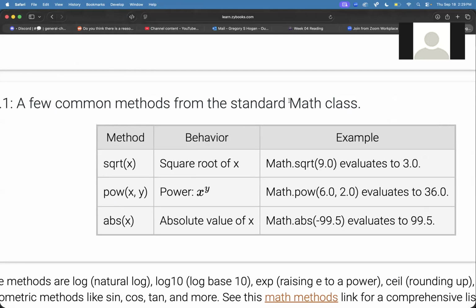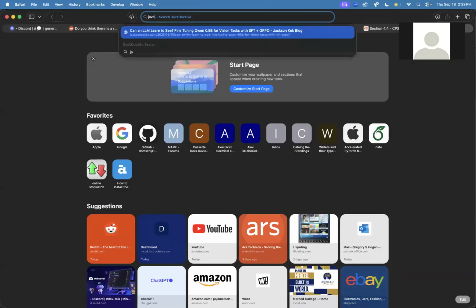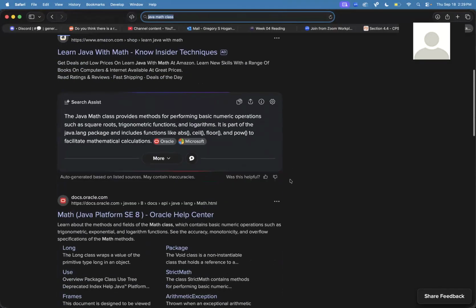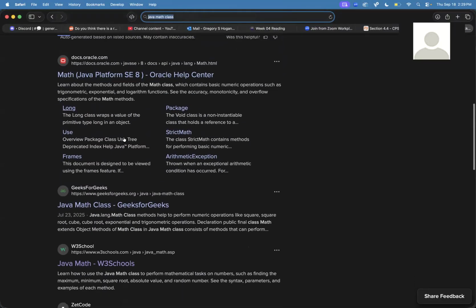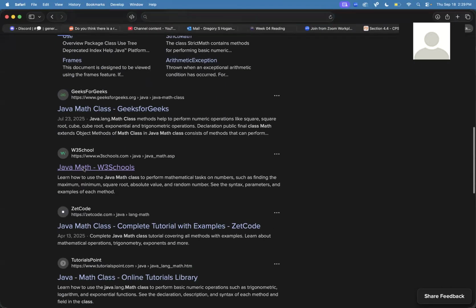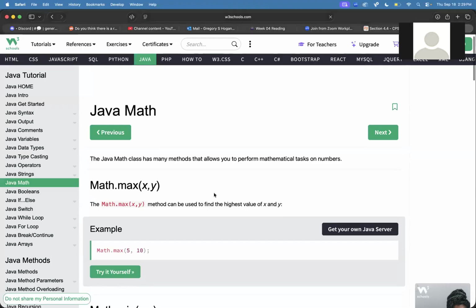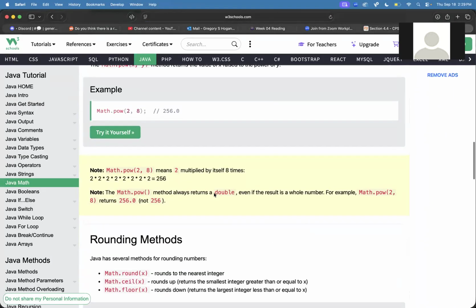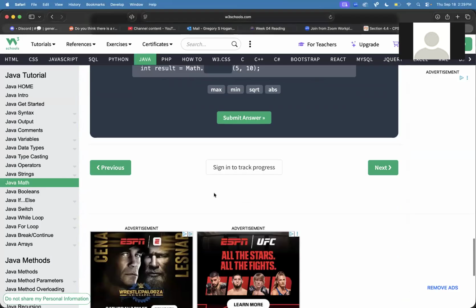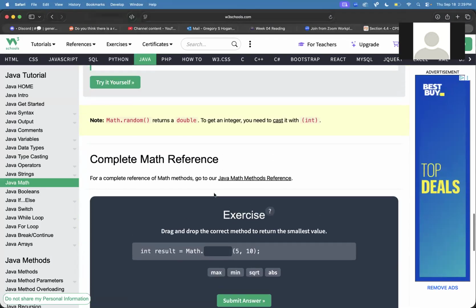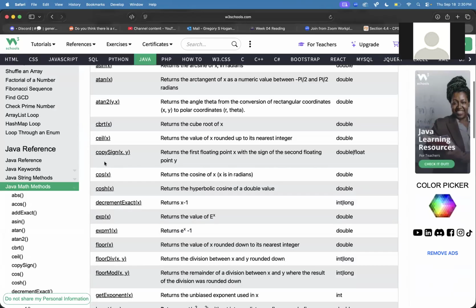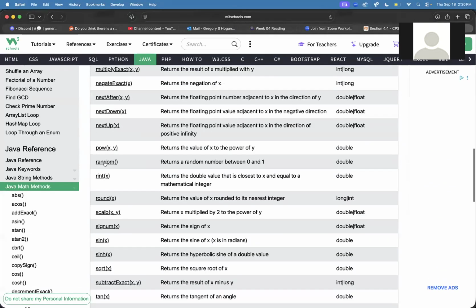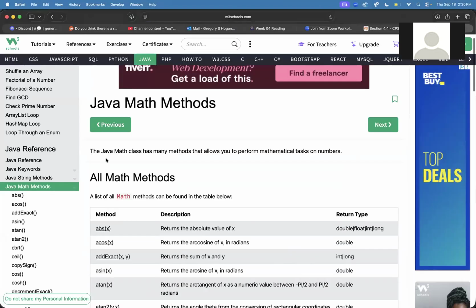If you care, you can just Google Java math class and scroll down to stuff that looks like documentation, like the one on oracle.com or the one on W3 School. We can click on that and get a list, or kind of explanation. We can get lists of all of these different types of functions, and then there's a more thorough reference here as well. And here's all of them, right? Here's all the stuff in the math library, basically.